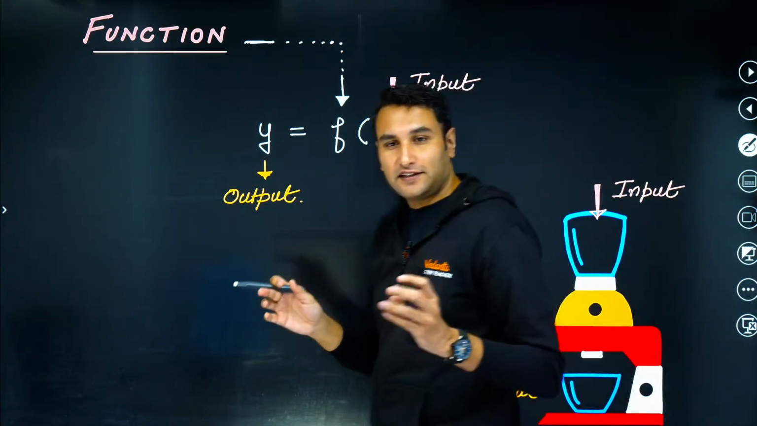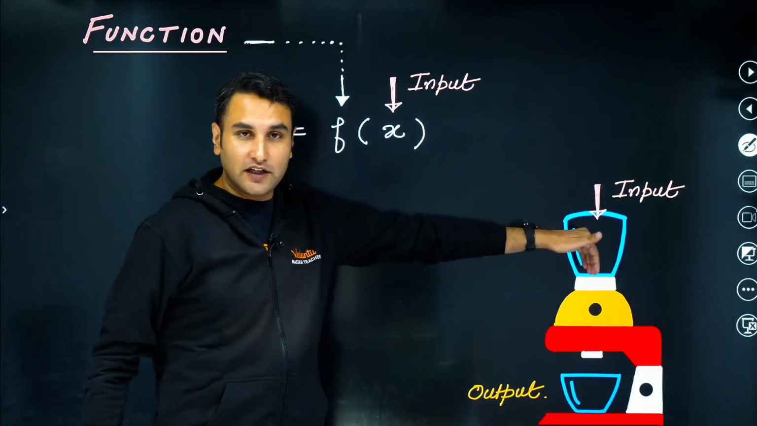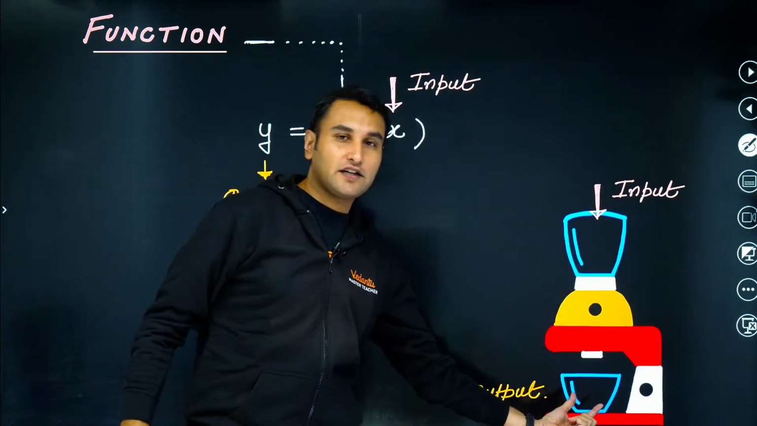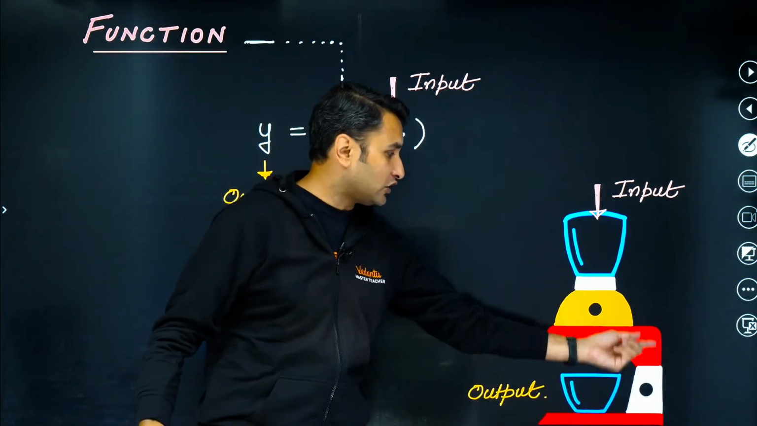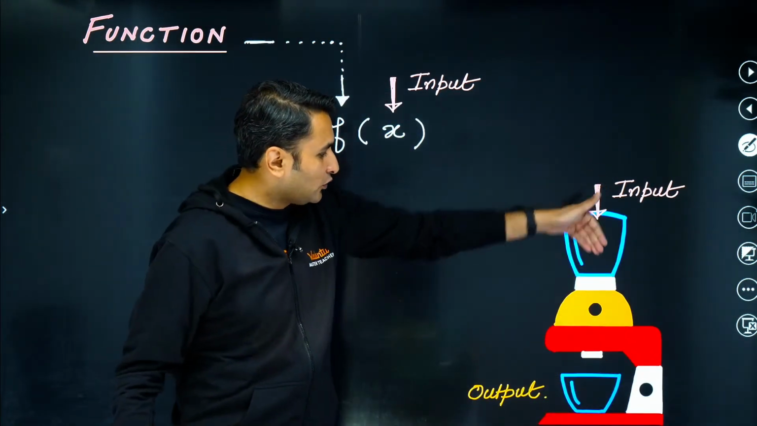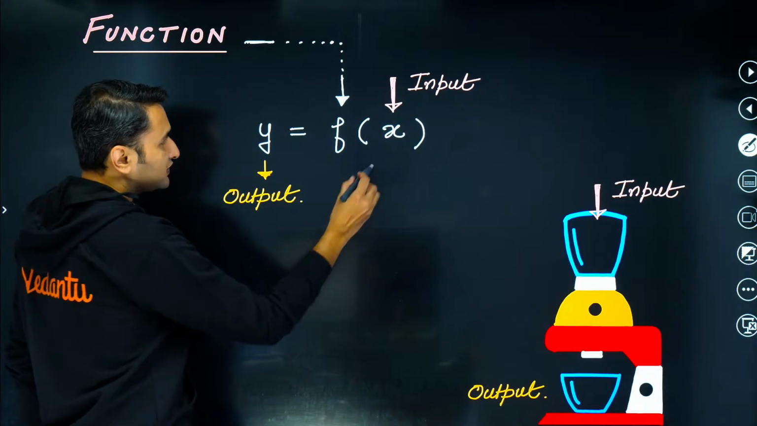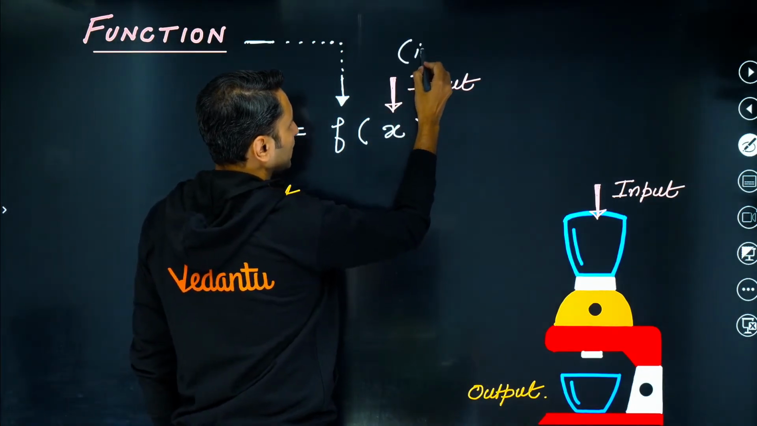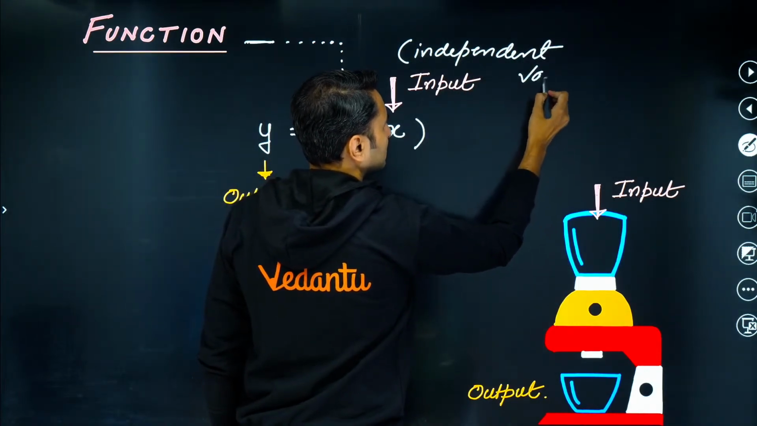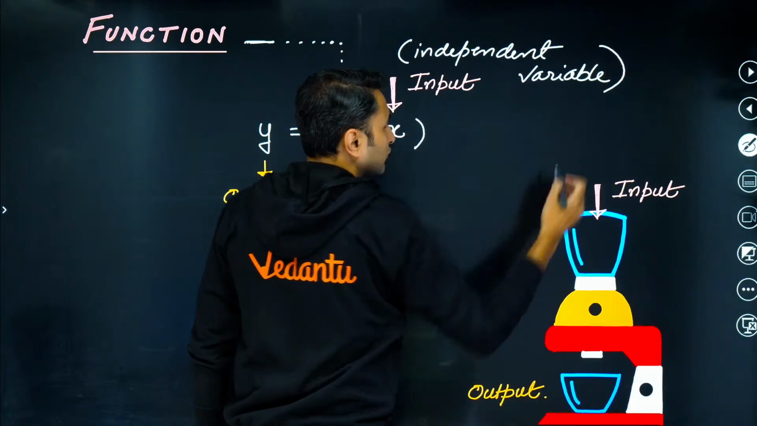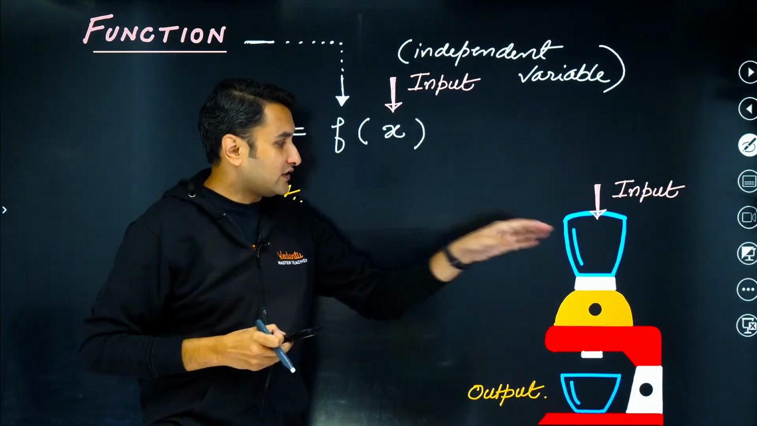But here, think of it like a mixie. Do you see a juicer or a mixie here? If you put a certain input in it, it will create some sort of shake or juice or smoothie, depending on the property of the juicer. So some input gives you some output. The input here is x. x is also something that we call the independent variable, because it is independent, it independently gets inside the factory, inside this juicer.